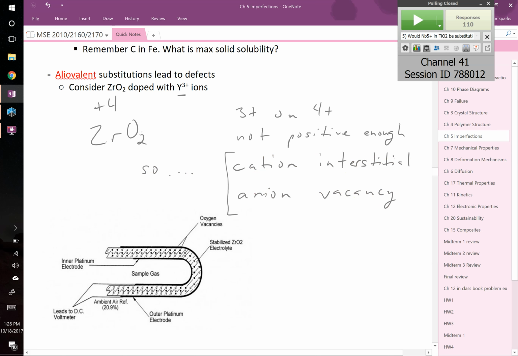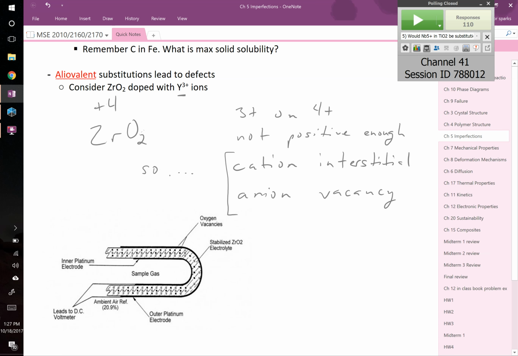Which one of them is more likely? Vacancies. Because interstitial, that's always cramming something in and crowding the other atoms around. That typically costs more in terms of energy. So while a cation interstitial is possible, and that exists, it's going to have a higher activation energy for that type of defect than a vacancy. So how many vacancies are we creating? What's the ratio? How many oxygens do we need to remove for every yttrium that we substitute?